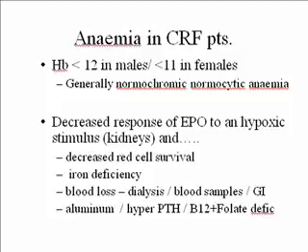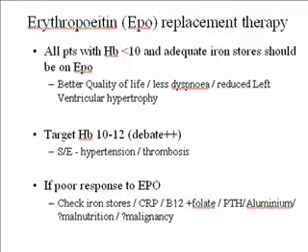So on our slide here, we aim to replace EPO in these patients. Anybody with a hemoglobin of less than 10 and adequate iron stores, we give them recombinant EPO, and we have a target hemoglobin between 105 and 125. We don't push any higher than this because of complications.